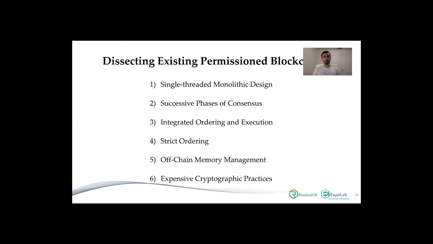So with all the shortcomings and drawbacks of existing permissioned blockchain protocols, we have so many dilemmas and design choices in front of us in designing a permissioned blockchain system. For example, whether to use a single-threaded monolithic design, what we are going to do with the successive phases of consensus, how execution and ordering will be integrated together, do we need a strict ordering or not, what about off-chain and on-chain memory management, and finally, which scheme for cryptographic signatures or hashing we need to use.